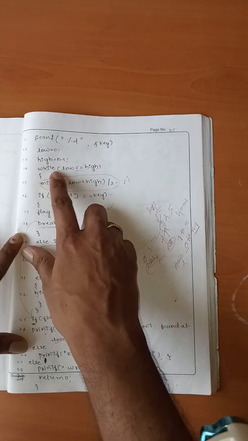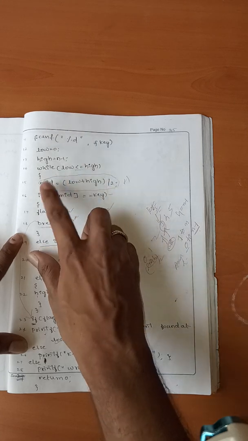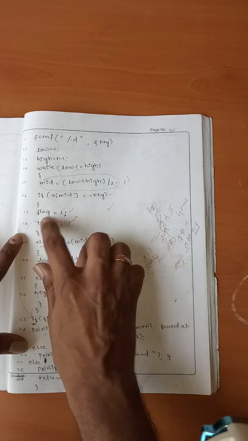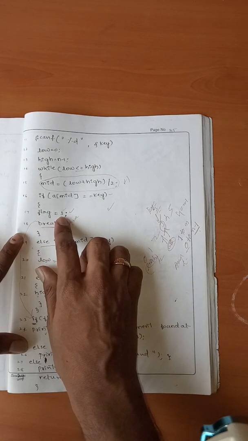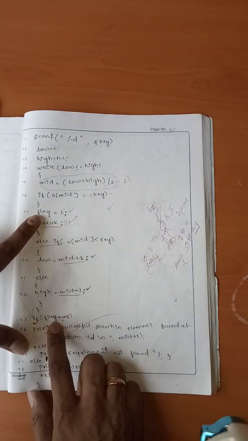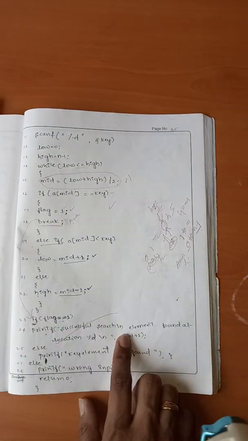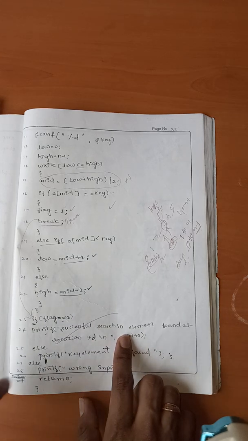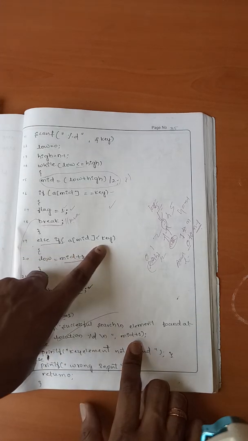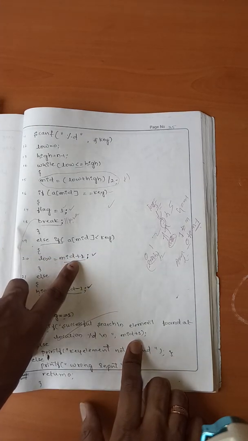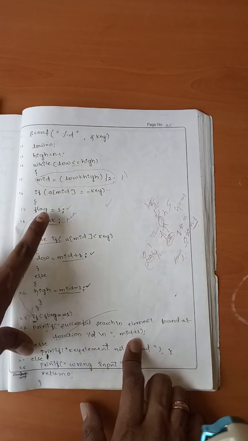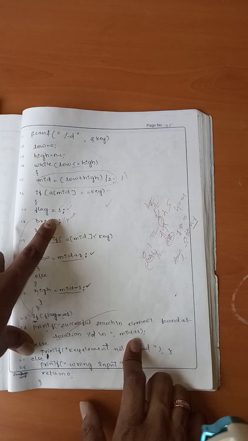Then while low is less than or equal to high, the mid value is calculated. If a of mid is equal to key, then initialize the flag value to 1 and break. The control automatically comes here if this is true. It has to print the successful search, the element found at a particular position using mid plus 1, otherwise it comes here. Then the low value is incremented by 1, again it gets back to the while loop and executes these statements until this condition is true.